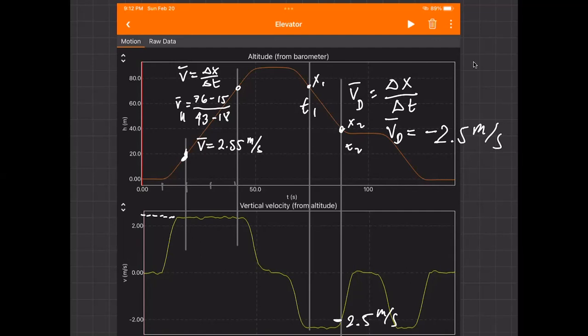So this is the data from our elevator experiment. If you have questions or clarifications or comments, you can just write them in the chat box or type them in the comment section below.